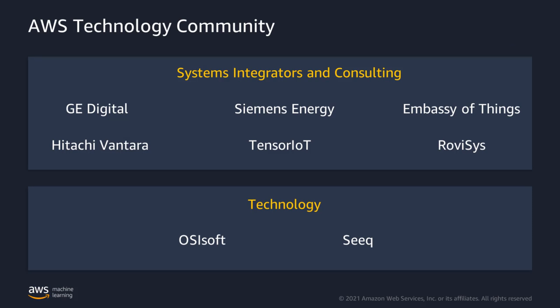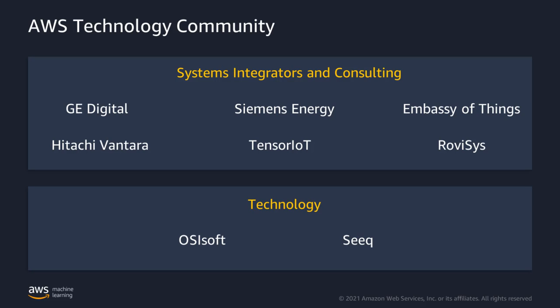We also have a great partner network. You'll see a lot of familiar names here, especially Siemens Energy, GE Digital, Hitachi Vantara. We have consulting services with Tensor IoT, Rovisys, and Embassy of Things. We also work closely with our technology partners, so OSI Soft and Seek.